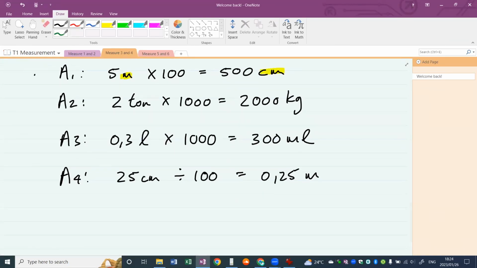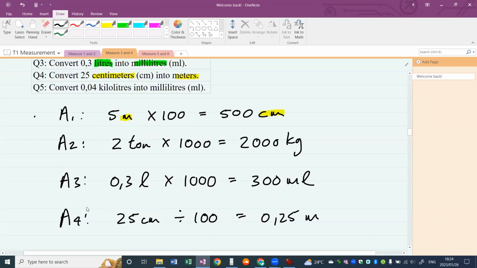All right, so in this case, we went from a smaller unit to a bigger unit. So we had to divide by 100. All right, I'm doing one more, and you guys are doing the next 5.